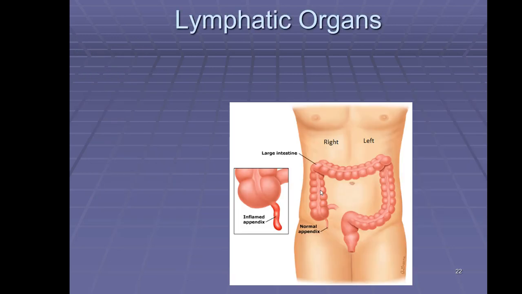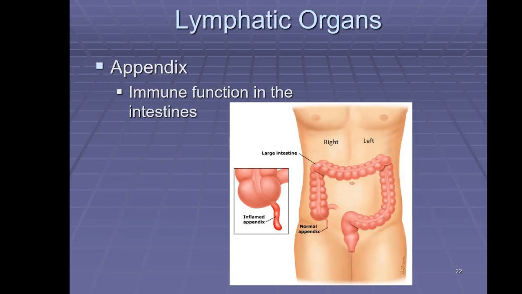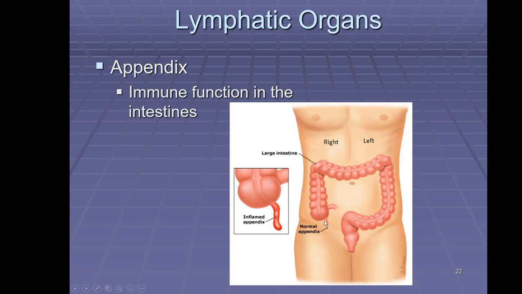And then I added this extra slide because it's another organ. I usually talk about this organ with the digestive system, but it is a lymphatic organ, so I put it in here also. The appendix is this little structure right here, and it has an immune function. It basically hangs off the beginning of the large intestine, which is called the cecum, and it helps filter out anything that could be harmful and target anything harmful that could go into the intestines.